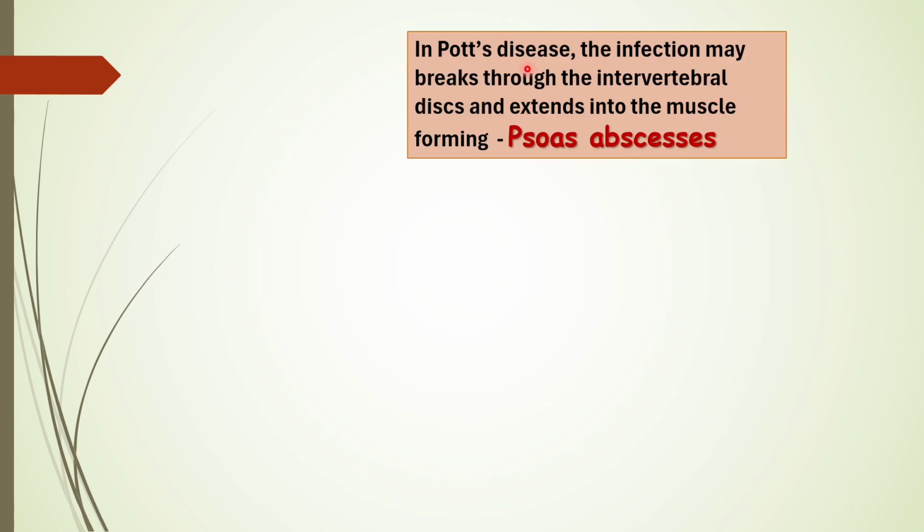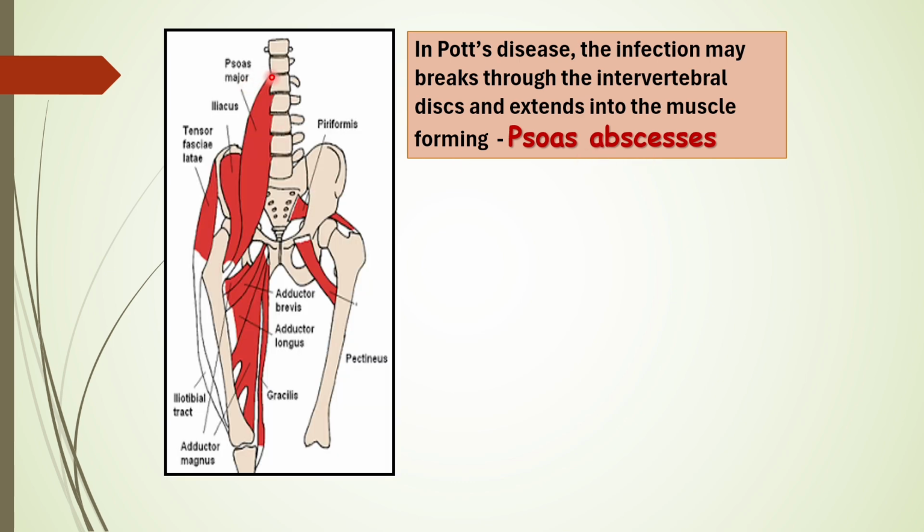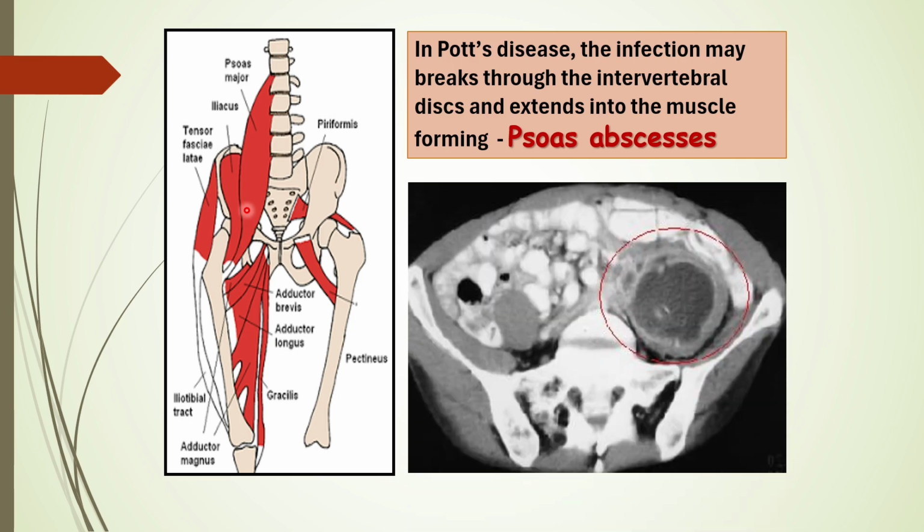In Pott's disease, the infection may break through the intervertebral disc and extend into the muscle. In a Pott spine, if TB involves the spine, then infection can reach up to the intervertebral disc and it can reach up to the muscle that will form a psoas abscess. So this is your major muscle, psoas major, which can have an abscess formation. That can be seen in this MRI picture as well.